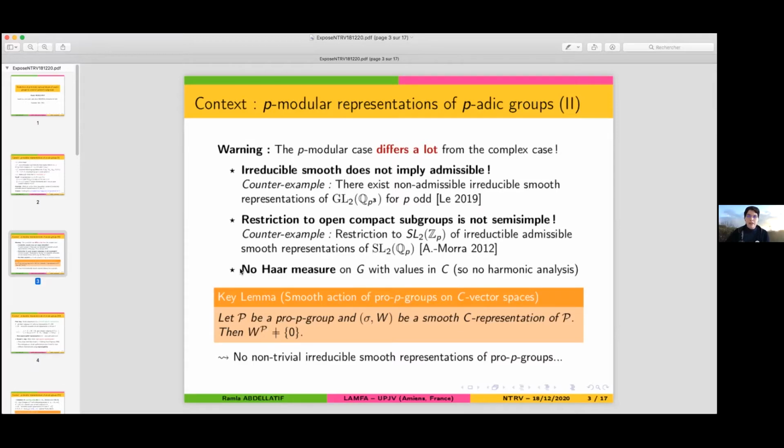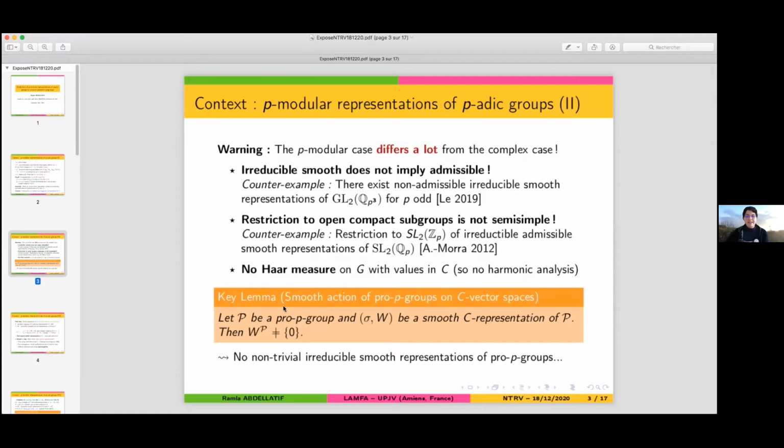And something else for people that are used to complex representation theory is that we don't have any Haar measure here. Okay, we're in characteristic p, so we can't have any Haar measure for p-adic groups. So forget about the harmonic analysis technique.